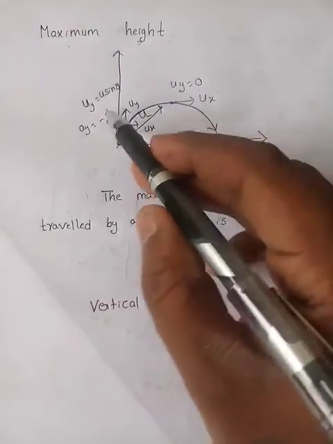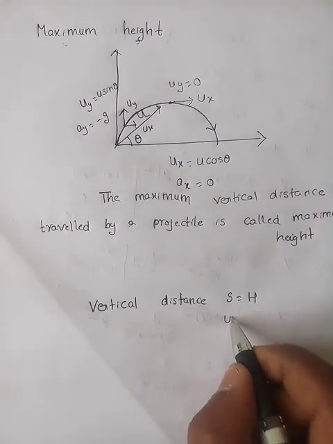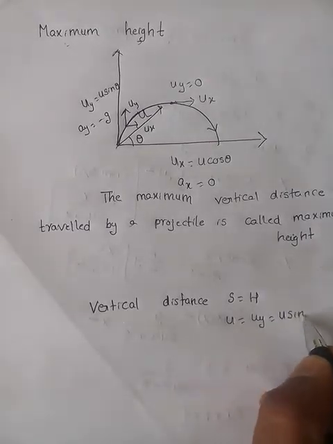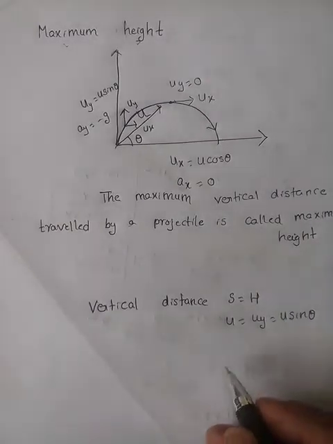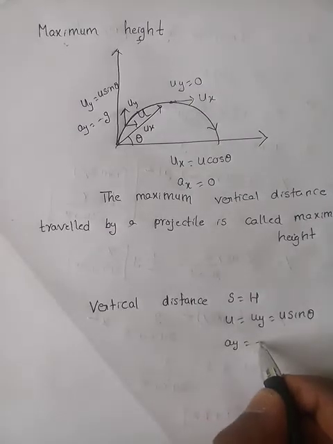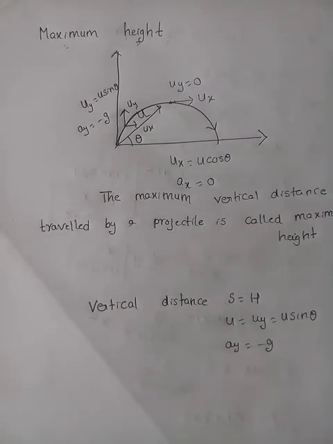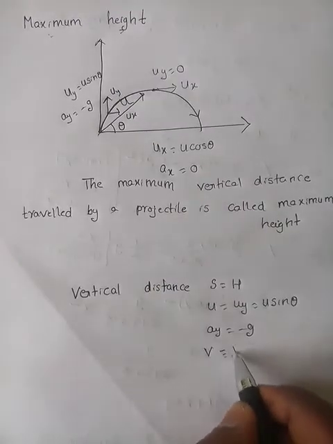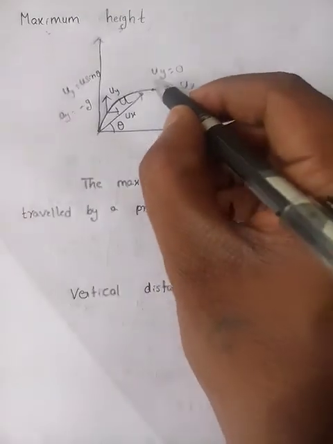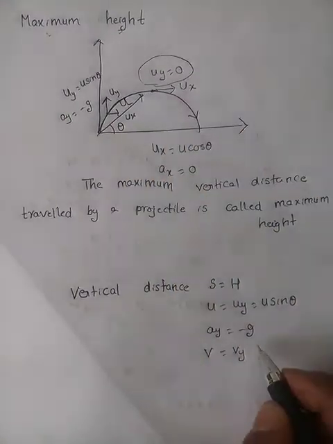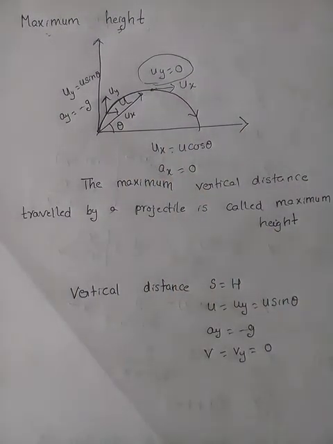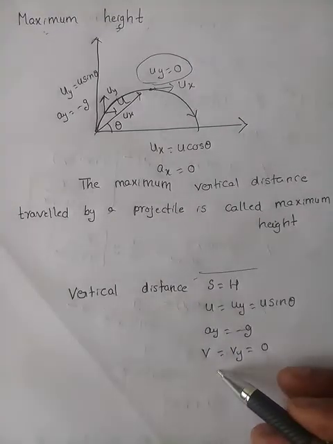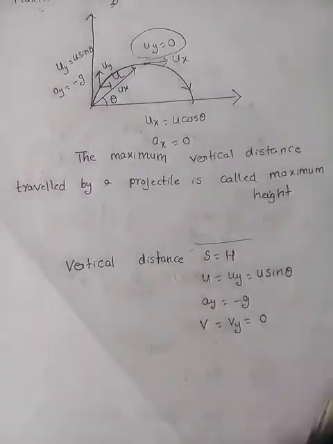With what velocity is it projected? The initial velocity is u equal to uy, that is u sin theta. Along the vertical direction, what is the acceleration? ay is equal to minus g. Is it right? And what is the final velocity? v is equal to vy. At the maximum height, its velocity becomes 0, so vy is equal to 0. Now we have these quantities: v, u, a, s.